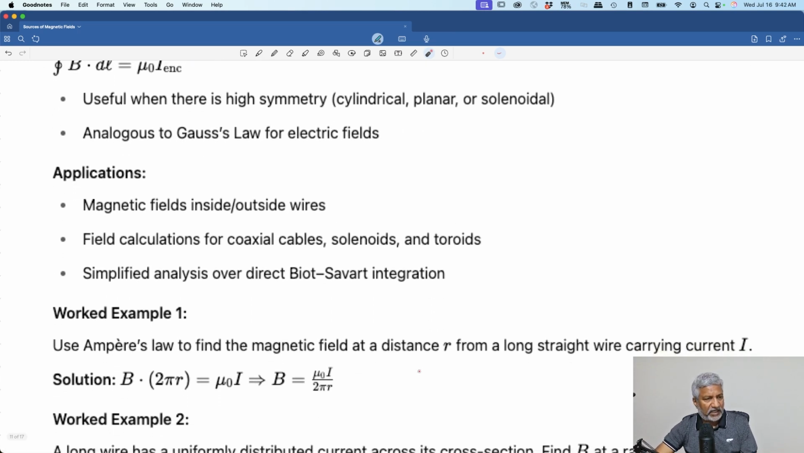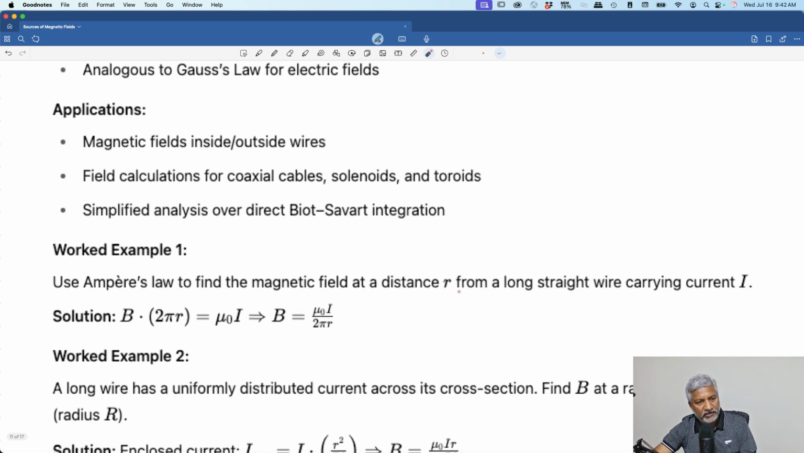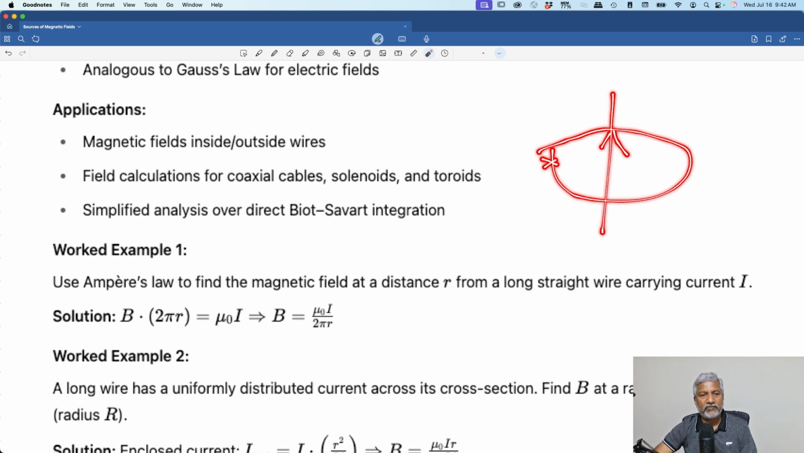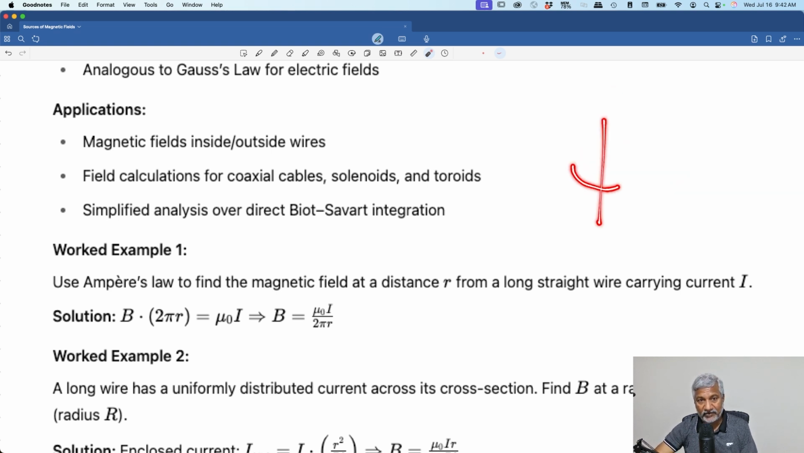So a direct application: use Ampere's law to find the magnetic field at a distance r from a long straight wire, infinitely long. Remember, we had this formula before, and we can now use this very easily. If you have that conductor and you want to find the magnetic field here, r distance away, all you got to do is go B dot dl. And B is going to be constant because you are at the same distance all around. If you had it right at the center, the distance of any point would be the same, right? So B is a constant, it's taken out.